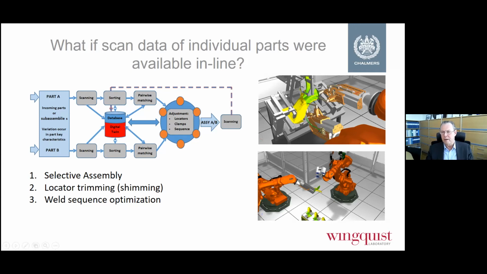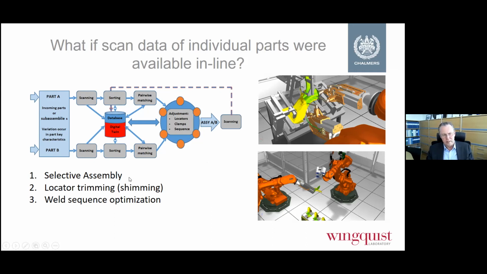So typically in a cell like this, where I put two parts together, this is the cell, I have some robots working together. I have locators, which is the fixture here, clamps that clamp the parts, and I have a sequence. I weld in a certain sequence. So if I say I have two parts coming in, the yellow part and the green part, if I can scan the parts, maybe I can do some sorting, and maybe I can adjust some things in this cell to reduce the variation out. So we have been working with 3 principles.